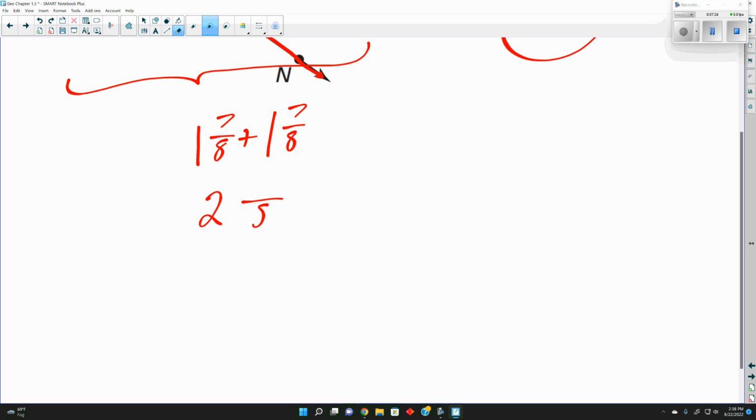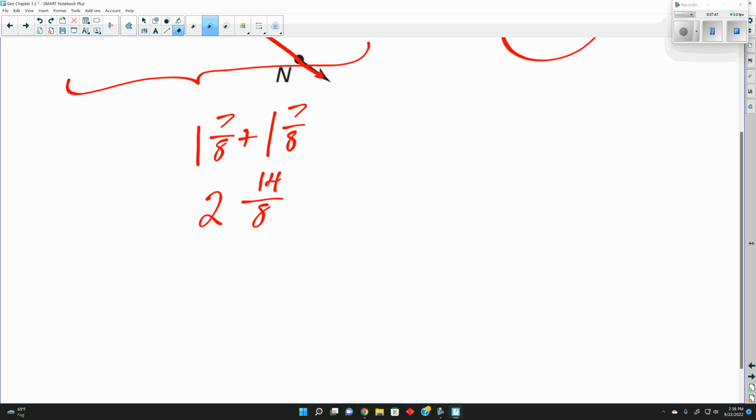Now, since the denominators are already the same, we can add the numerators. 7 plus 7 is? So we get this here. Now, we do need to reduce that fraction because we do have it as a mixed number. We don't have it as an improper fraction because 14 is bigger than 8, yes?